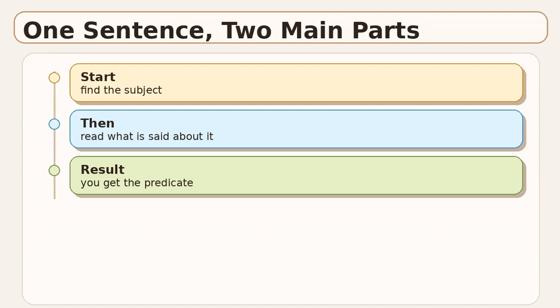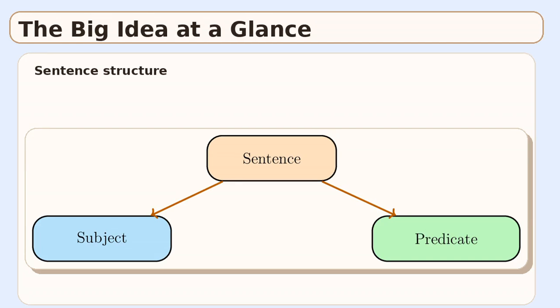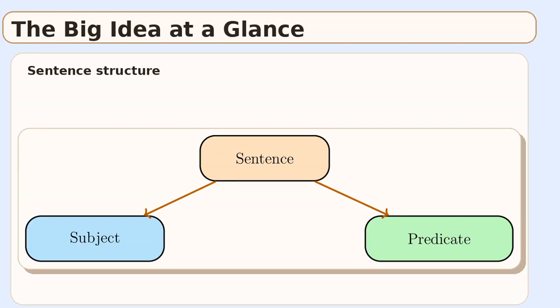Every complete sentence can be seen in two main parts. First, we ask who or what the sentence is about. That gives us the subject. Then we ask what is said about that subject. That gives us the predicate. Here is the core idea visually. A sentence is not just a random group of words. It has a central focus, and that focus divides naturally into subject and predicate.